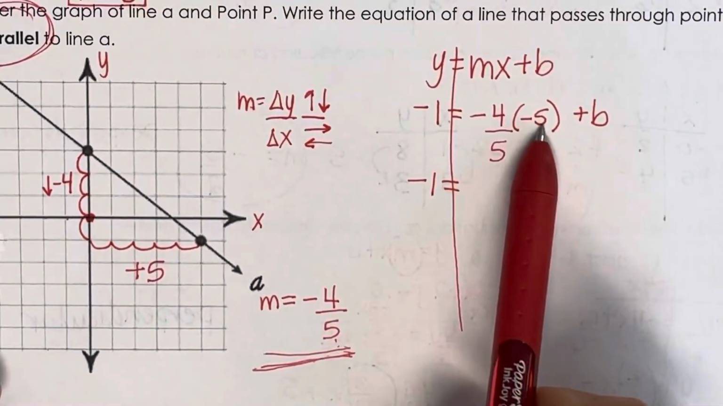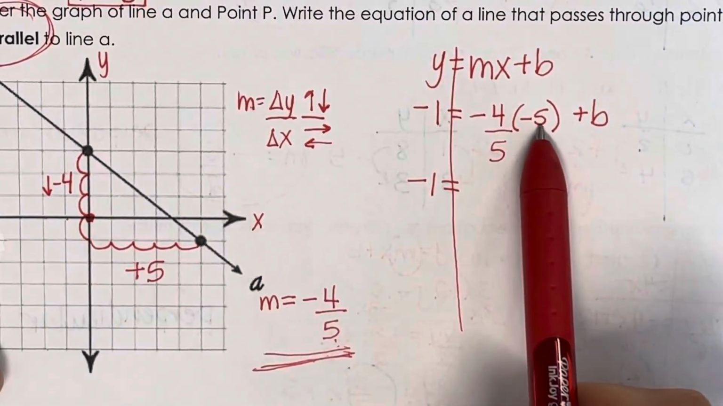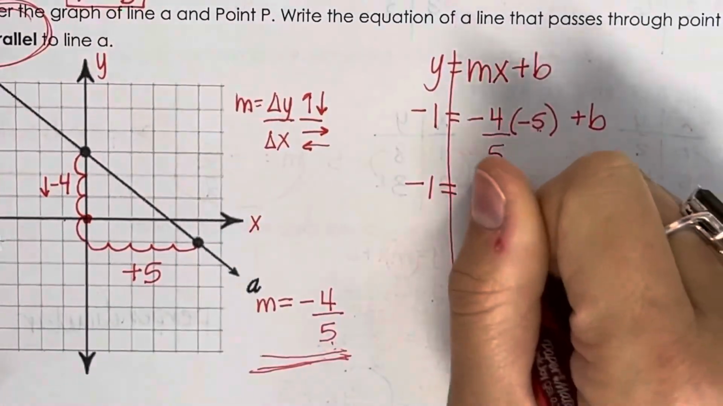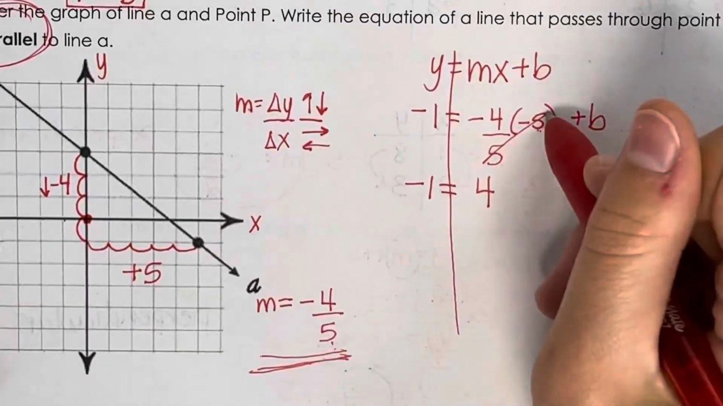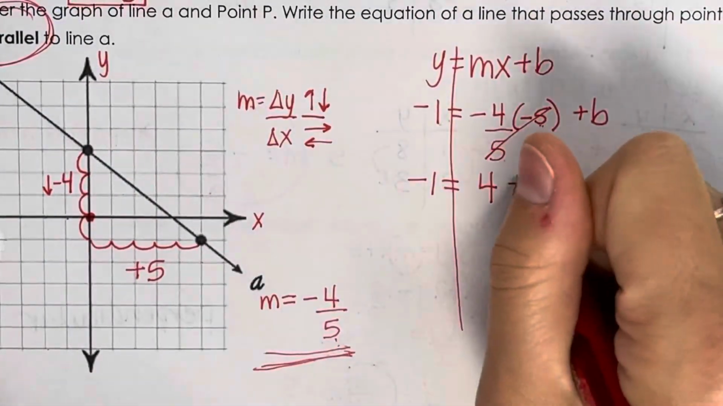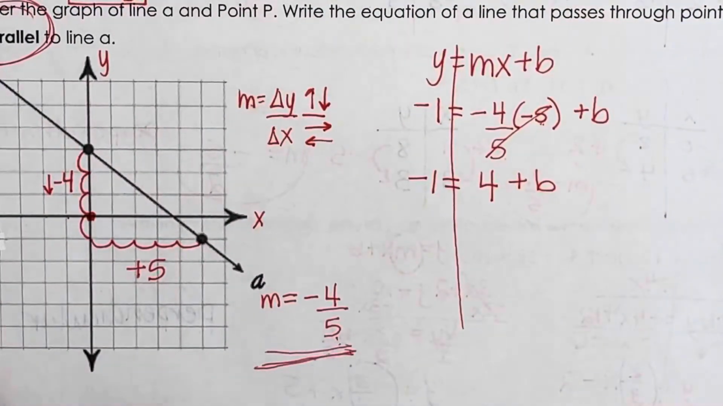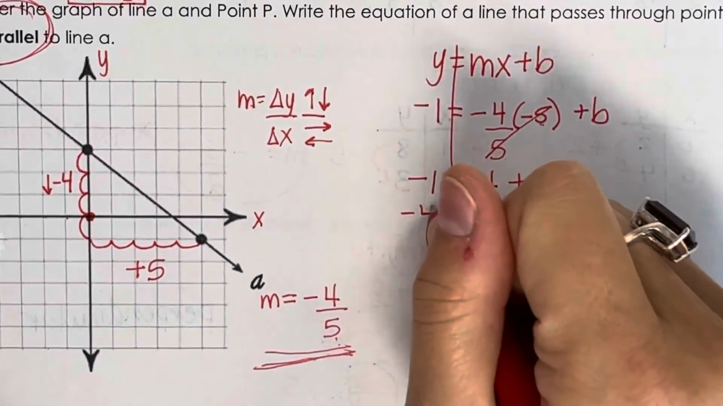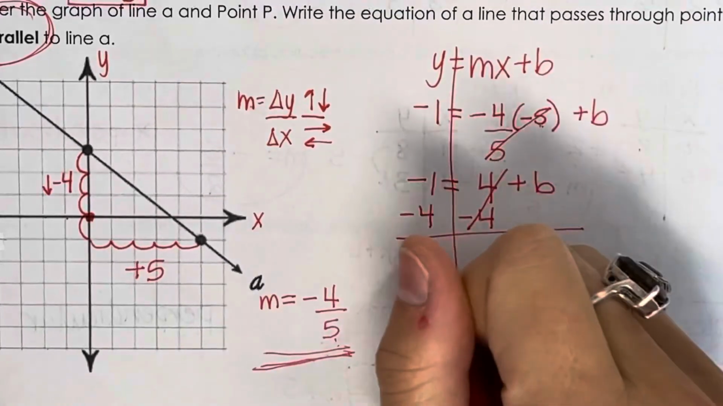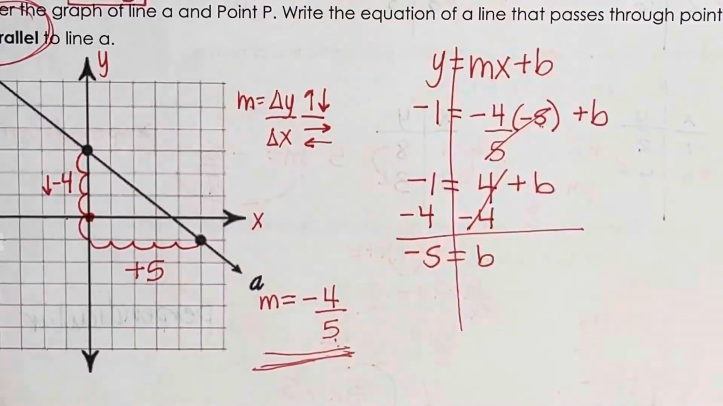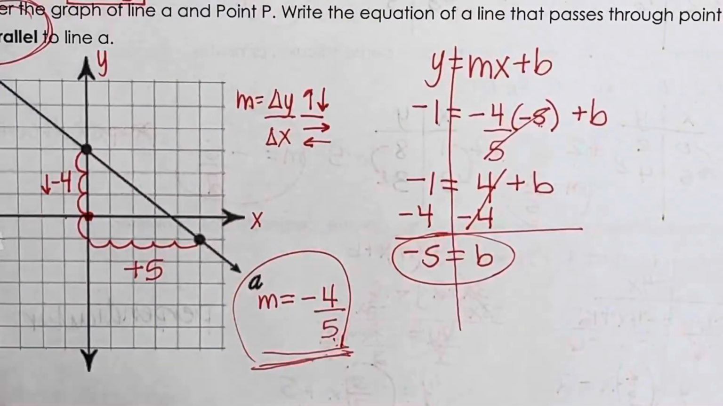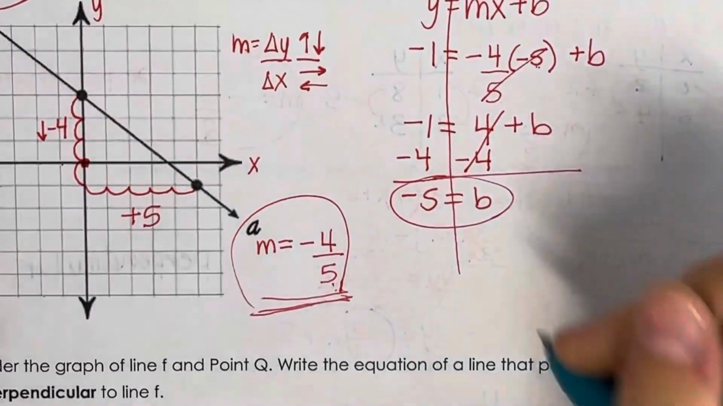-4 times -5 is +20, and 20 divided by 5 is just a 4. In other words, this just canceled right out. And then to get the b by itself, I move that 4 from the right to left, so I subtract 4, I get -5 equals b. So I have my slope, I have my b value. The final step is to write it as an equation.